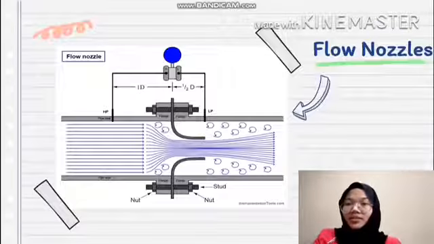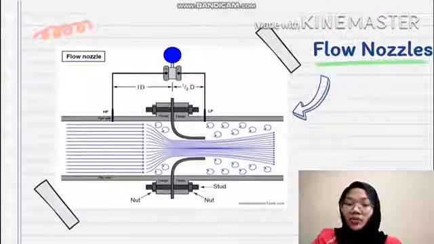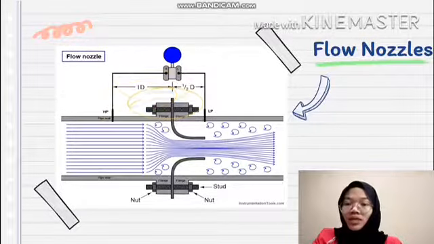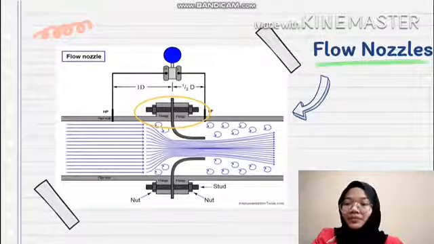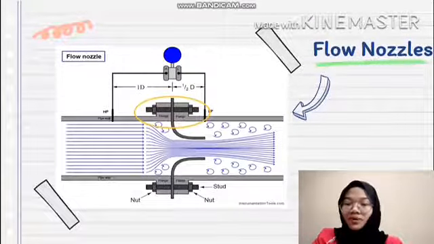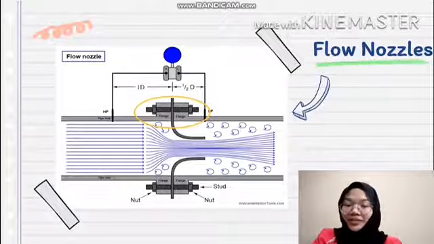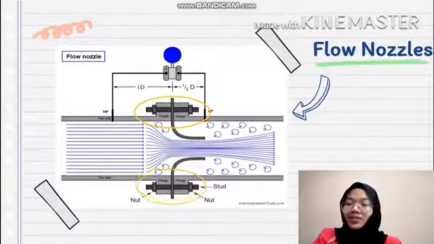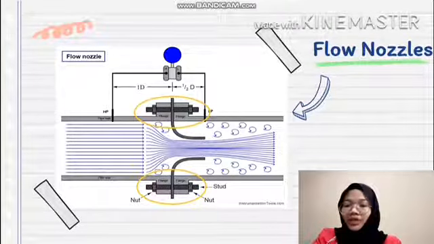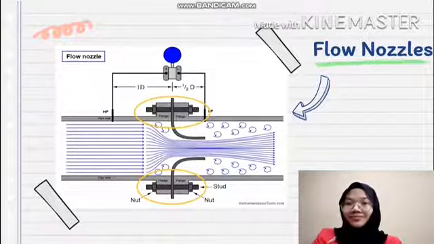As you can see in the diagram on the slide, the main parts of a flow nozzle arrangement used to measure flow rate are, first, a flow nozzle which is held between the flanges of the pipe carrying the fluid whose flow rate is being measured. The throat of the flow nozzle is where the area is minimum. The second is two open plates called 1 and 2 for attaching a differential pressure sensor at both points.